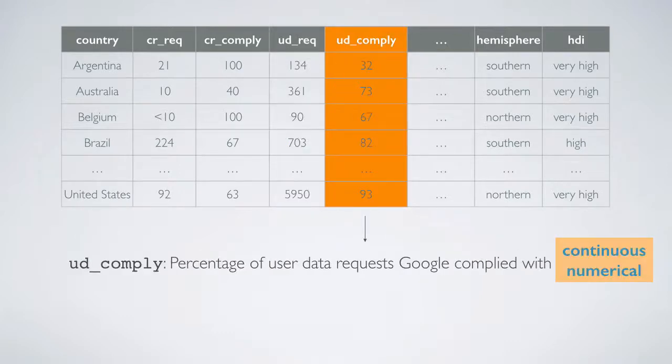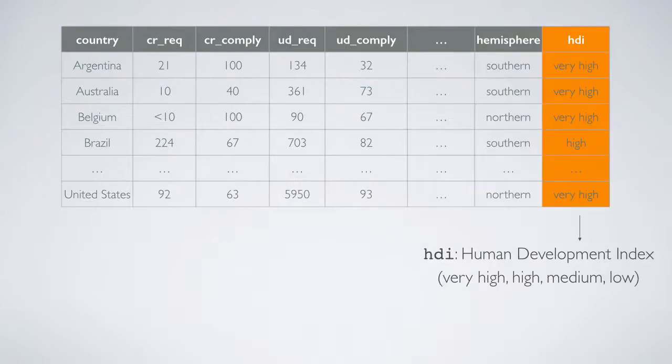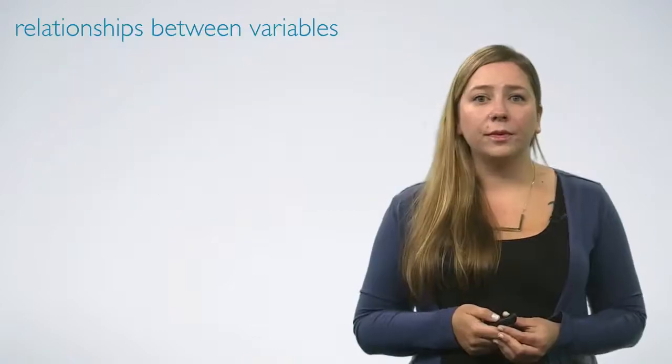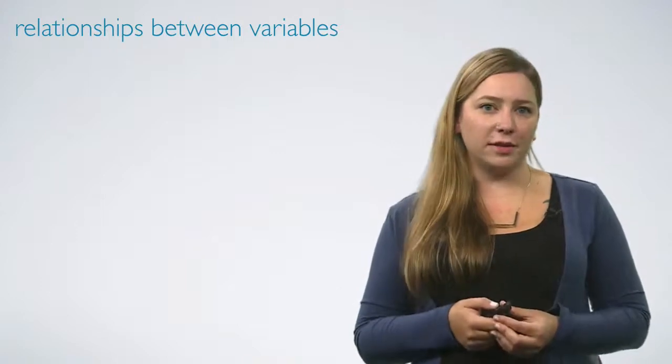Similarly, we have the number of user data requests made to Google by the given country. And the percentage of these user data requests that Google complied with as well, which is also a continuous numerical variable. From other sources, we have also the hemisphere that the country is located in, either southern or northern, a categorical variable, as well as the Human Development Index, which combines indicators of life expectancy, educational attainment, and income, and is released by the United Nations. This variable takes on the levels very high, high, medium, and low human development.